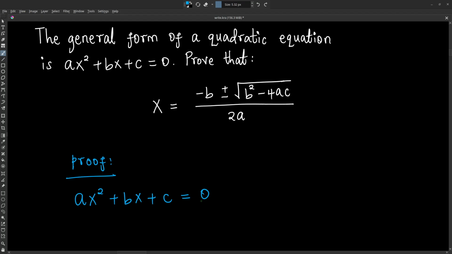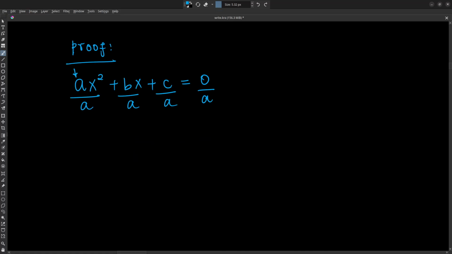To complete the square, we need to ensure that the coefficient of x squared is 1. So to do that, we are going to divide through by a. So divide every term by a. What does that give us? We are left with x squared as the first term, then plus b out of a times x, and then plus c out of a, and this equals 0 because 0 divided by anything is 0.